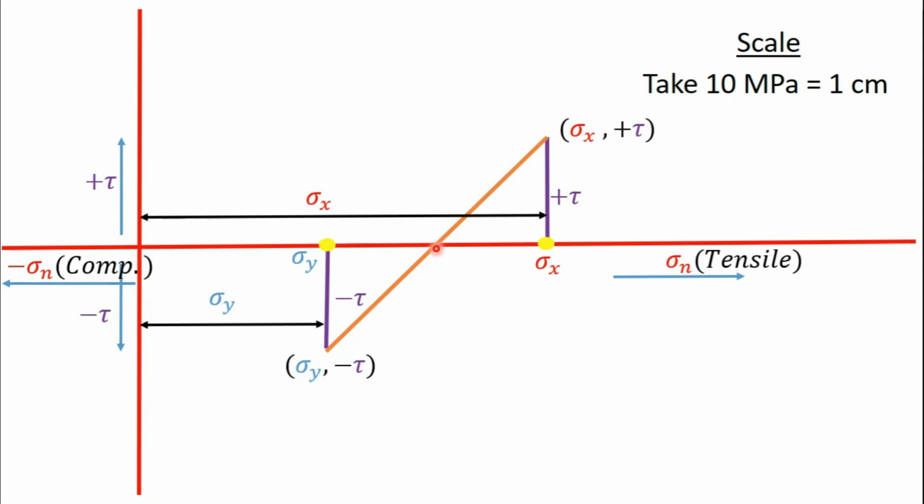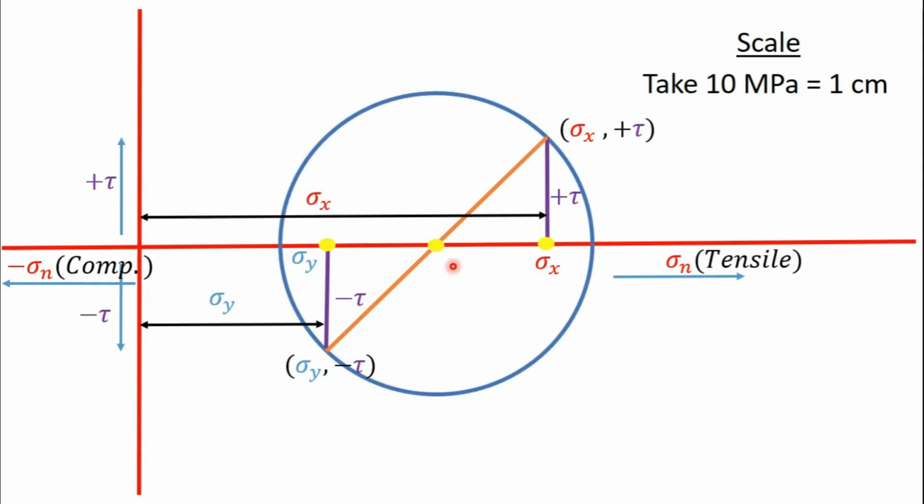x-axis, and we get this point which is located here. Putting the compass at this point and taking this as the radius of a circle, again putting the compass here and taking this as the radius, we draw a circle like this. When we draw this circle, it is normally called the Mohr circle. Now half of the work is completed.